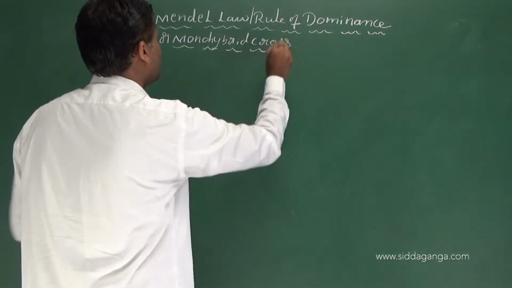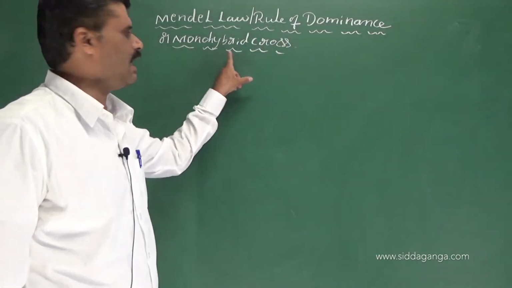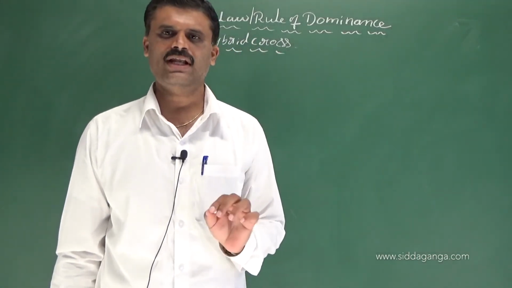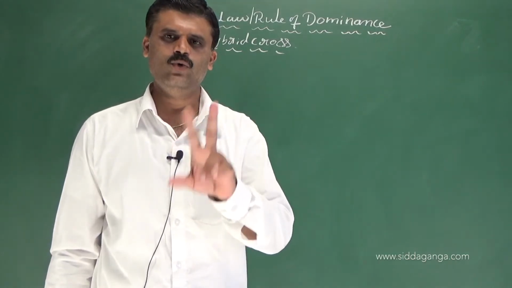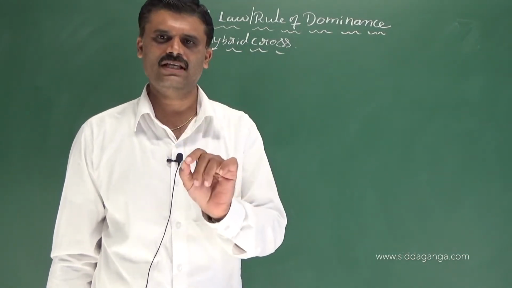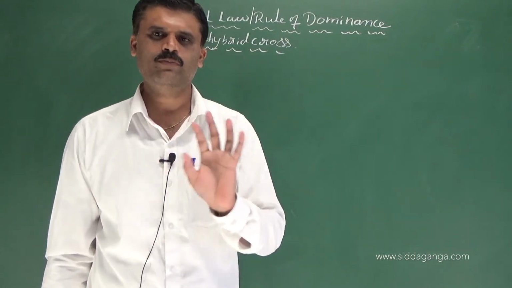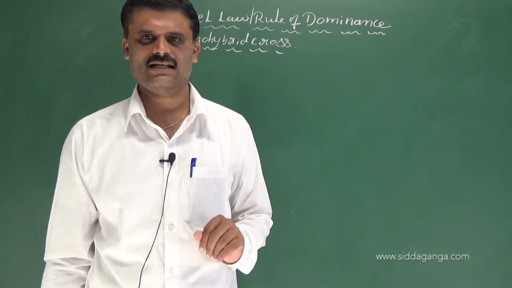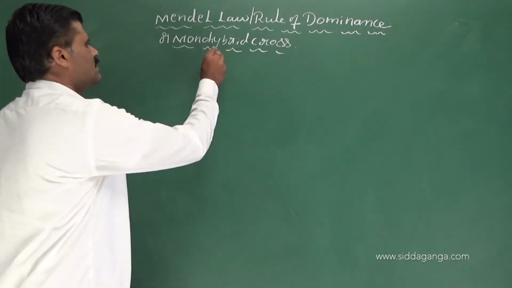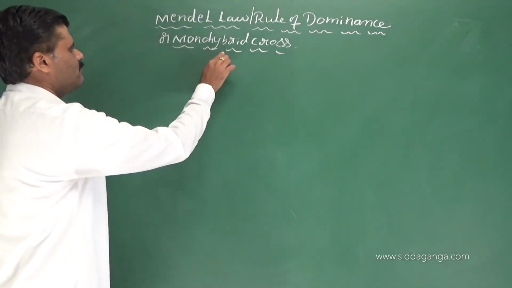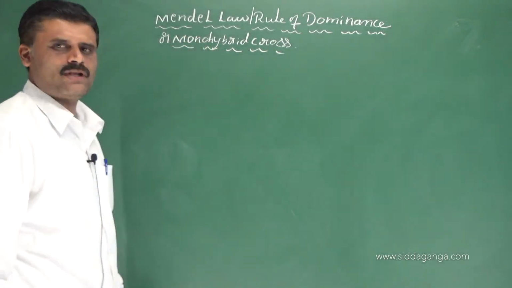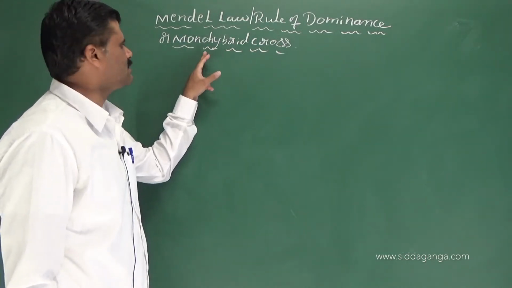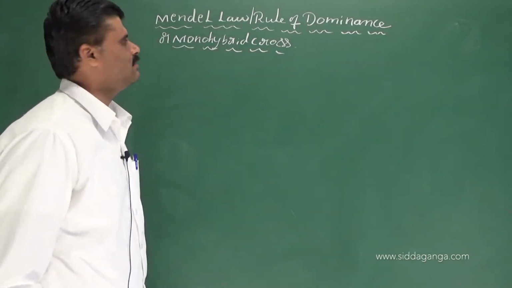What do you mean by hybrid? Hybrid is a progeny obtained by crossing two parents for two or more contrasting characters. So that is the hybrid. Monohybrid means the hybrid obtained by two parents for a single contrasting character is called as monohybrid.